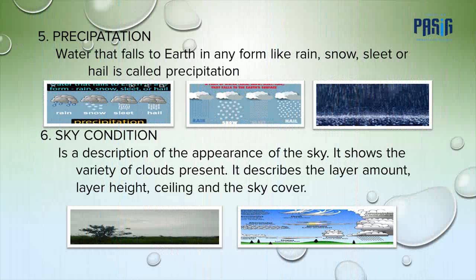Number 5. Precipitation. Water that falls to earth in any form, like rain, snow, sleet, or hail, is called precipitation. Number 6. Sky condition is a description of the appearance of the sky. It shows the variety of clouds present. It describes the layer amount, layer height, ceiling, and the sky cover.